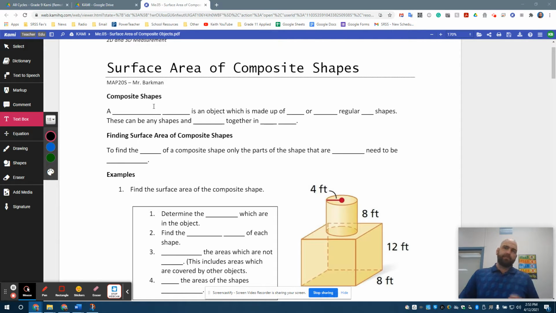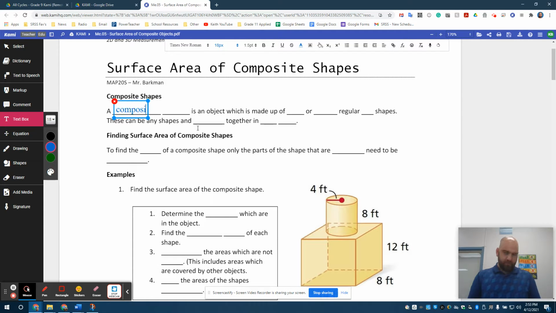A composite shape, or I'm going to use the term composite object. I need to change my notes on this one, but I'm going to use composite object. A composite object, a shape I usually use as 2D, object I'll use as 3D, is an object which is made up of two or more regular 3D shapes.